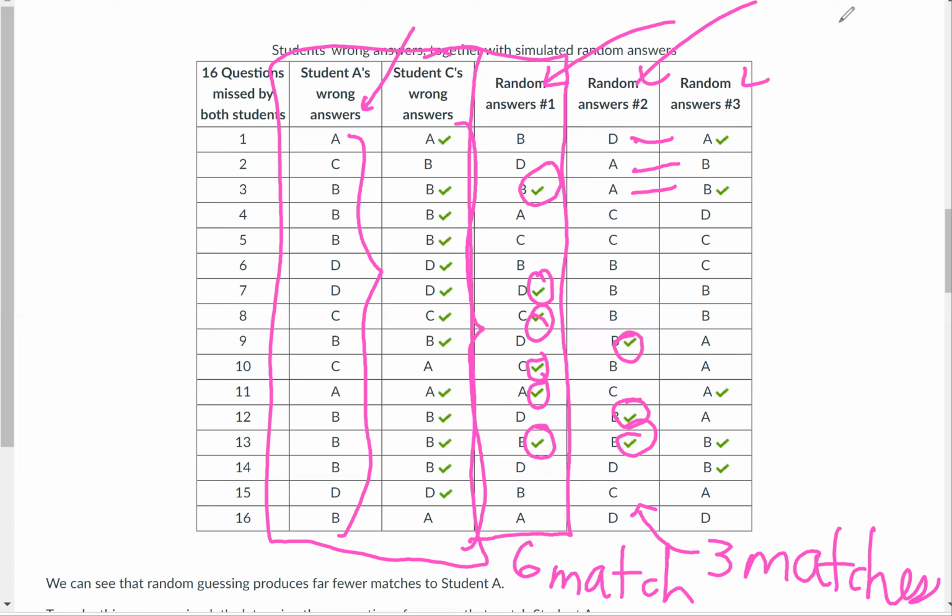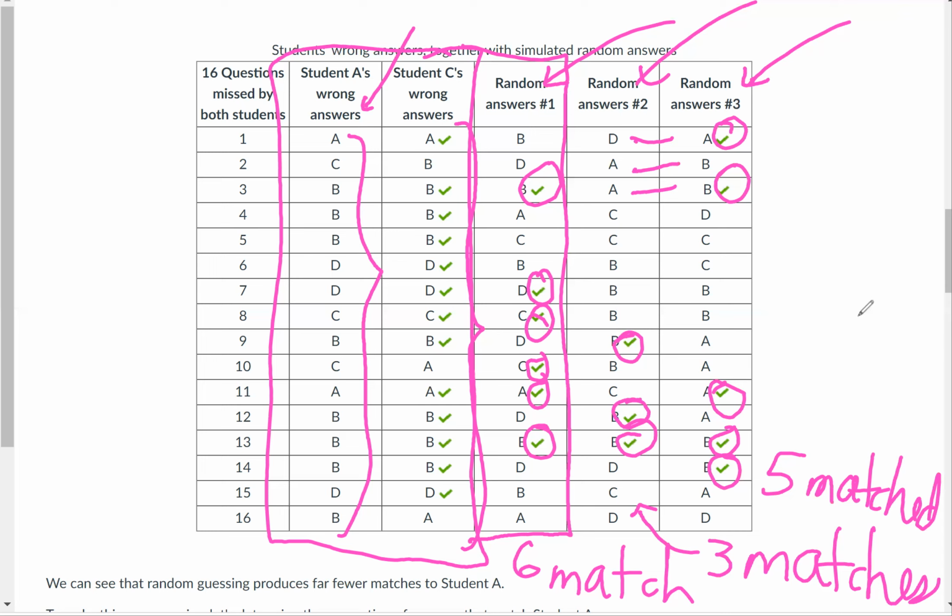The third time, the computer randomly chose A, B, C, or D for these 16 problems. 1, 2, 3, 4, 5 of them matched. Okay, and I imagine the more times you do this, you're probably getting numbers that are very close to 6, 3, 5, maybe 4, maybe 7, but probably around there.